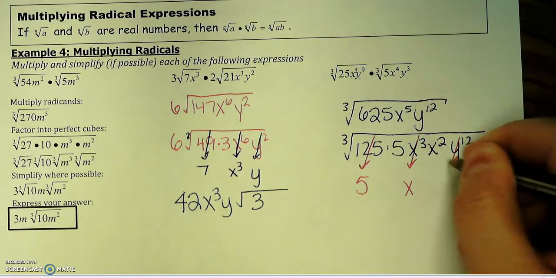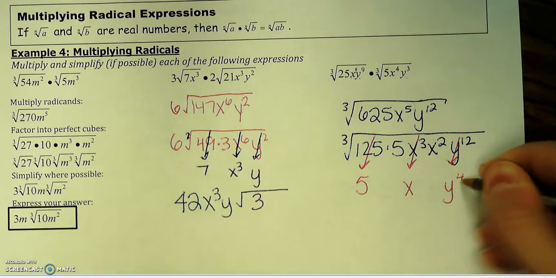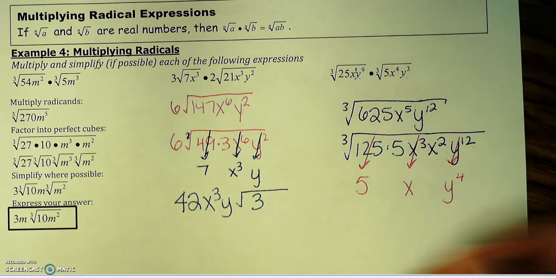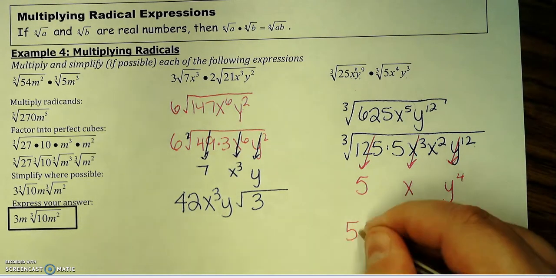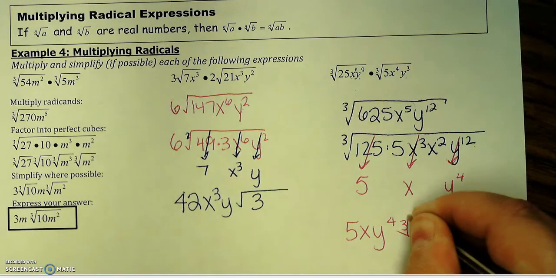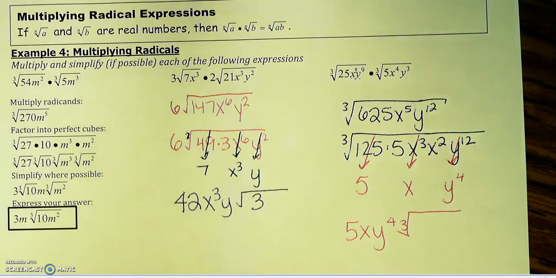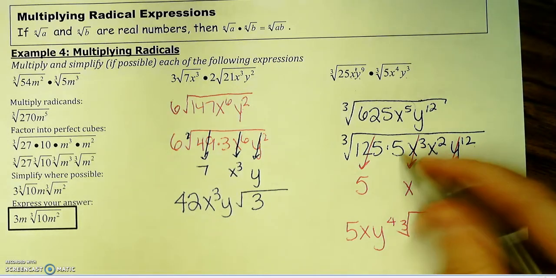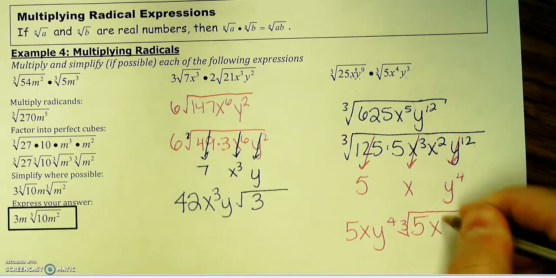x and y to the fourth. Divide the exponent by the root. All that's going to come out in front, 5xy to the fourth. And then try not to forget this. This is a cube root, so put the little 3, the index, here. Left underneath, you had a 5 and then an x squared.